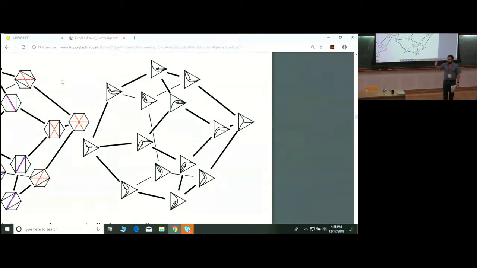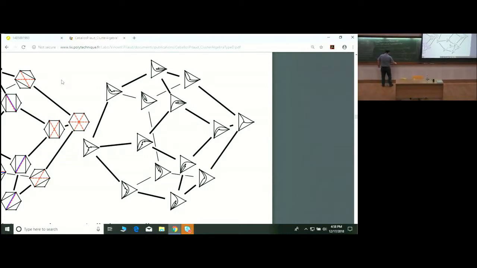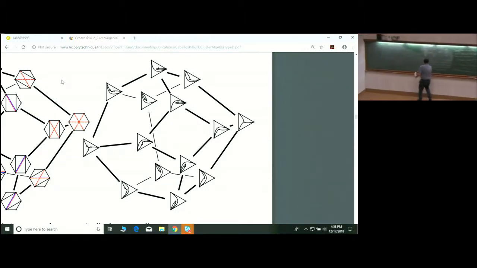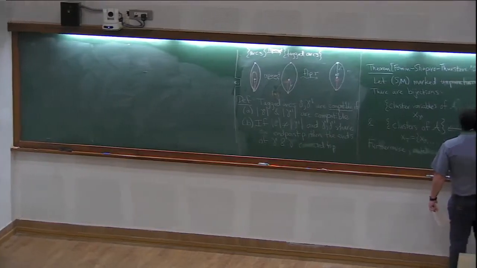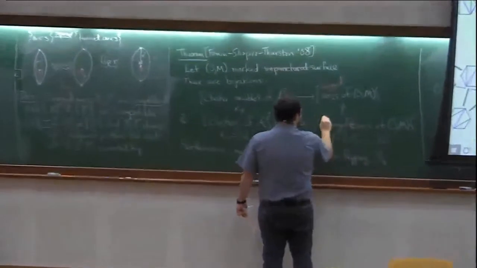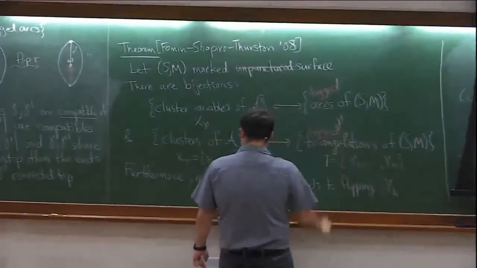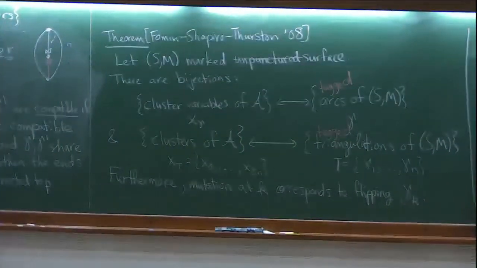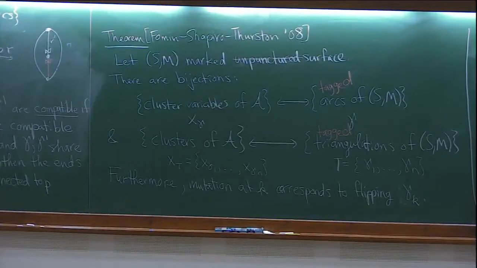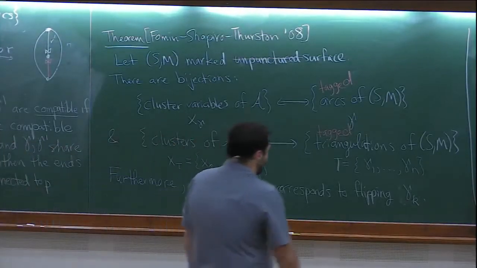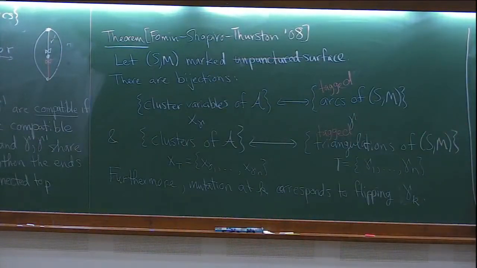Cool. So now I'm allowed to fix this theorem, where I can now just write marked surface, and I want tagged arcs, and I want tagged triangulations. And mutation still corresponds to flipping, but now I'm flipping tagged arcs.